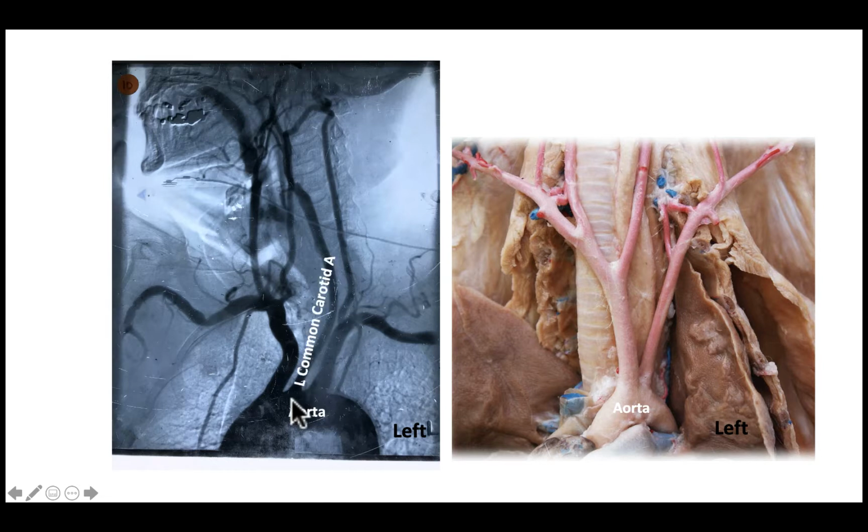but the left common carotid artery comes off the aorta. So here's the left common carotid artery in the human, but here's the left common carotid artery in the cat. So if you took this left common carotid artery in the human and detached it and instead attached it up here on the brachiocephalic artery, that's the situation you have in the cat. So a little bit of a difference there.